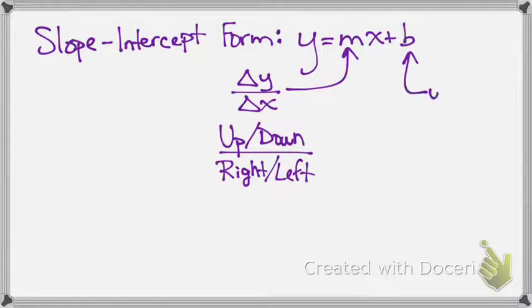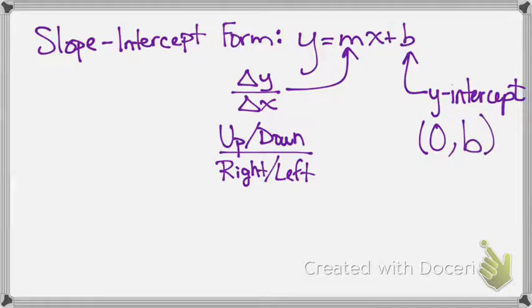So the b position is the y-intercept position. If we were to plug a 0 in for the x-coordinate, anything times 0, no matter what the slope is, that term goes away. So if we add b, we're just left with whatever that number is. So wherever we cross the y-axis is going to be in our magic number position.